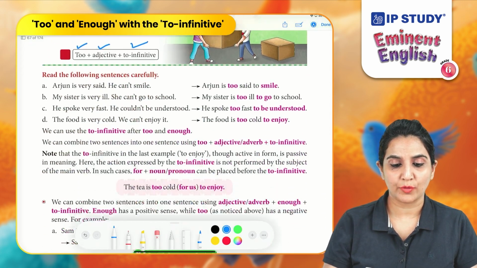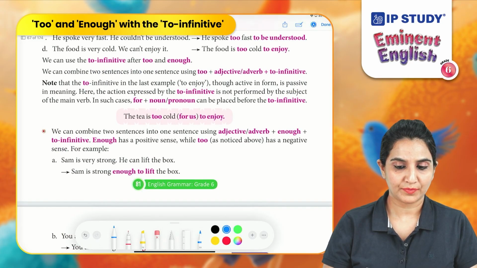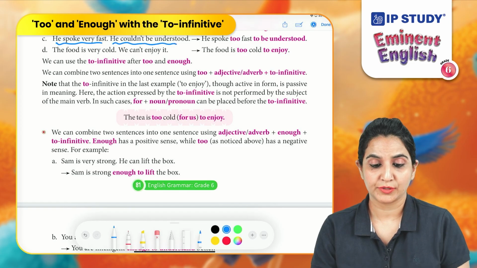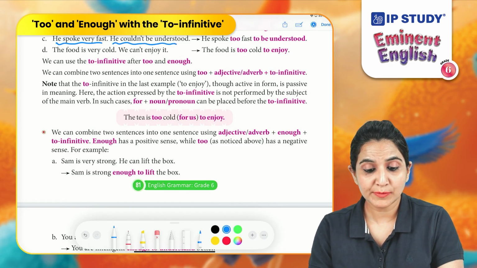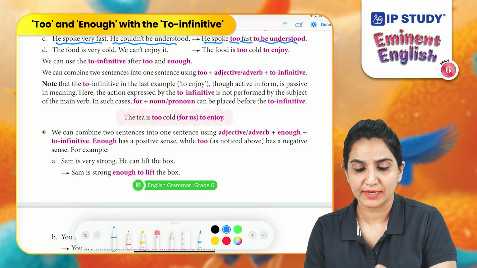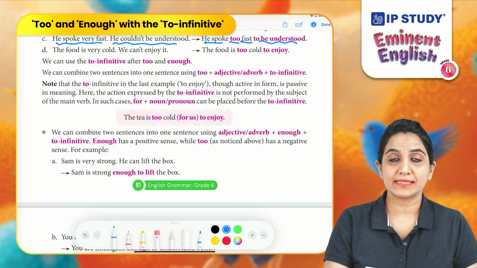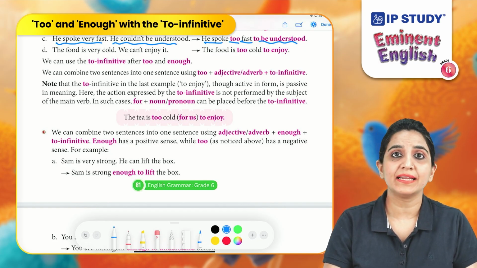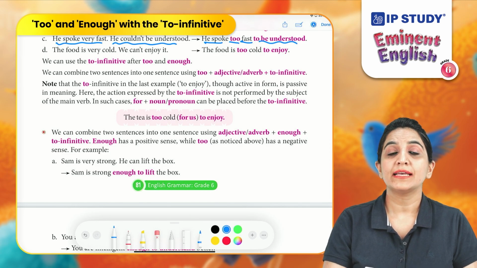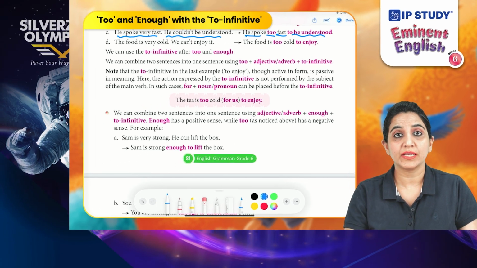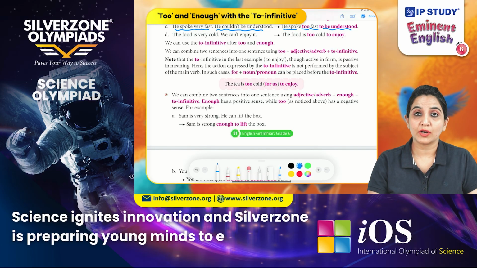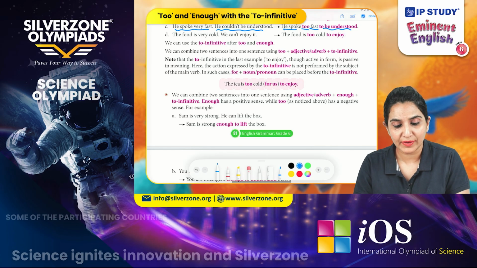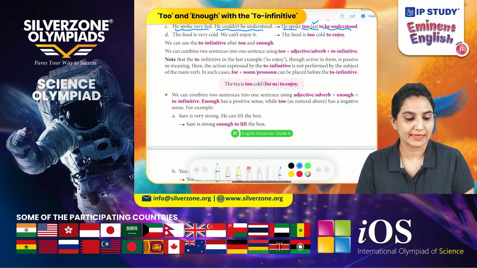Let us discuss some more examples. He spoke very fast. He couldn't be understood. So these are again two sentences. He spoke too fast to be understood. So again, one of these sentences has a meaning in a negative sense. So when a sentence has a meaning in a negative sense like couldn't or can't, we join them using too. So we use it along with the adjective. He spoke too fast to be understood. And we get this adjective from the previous line.